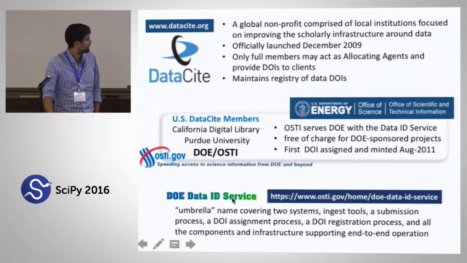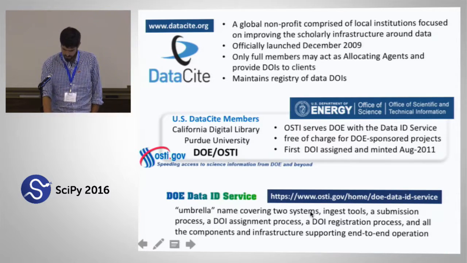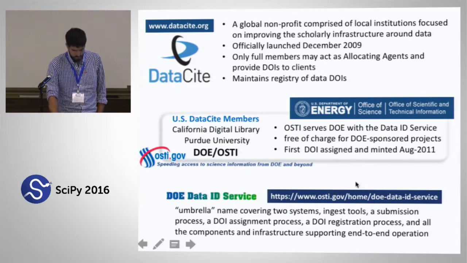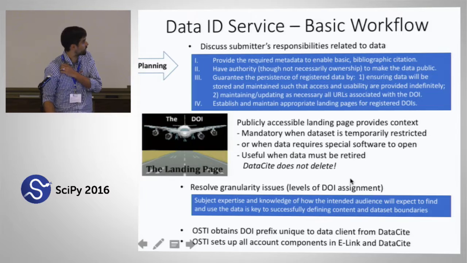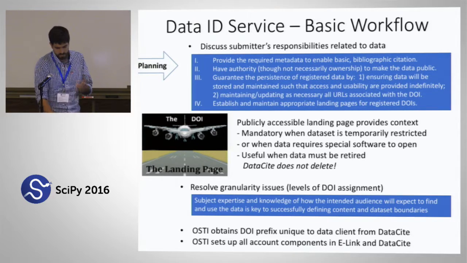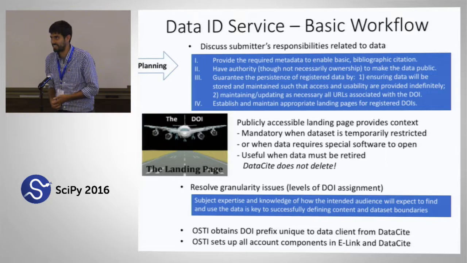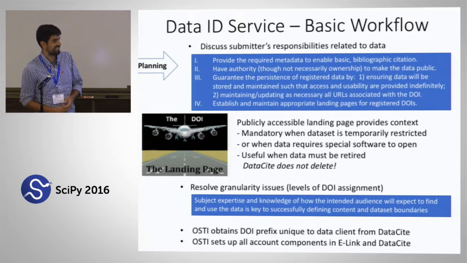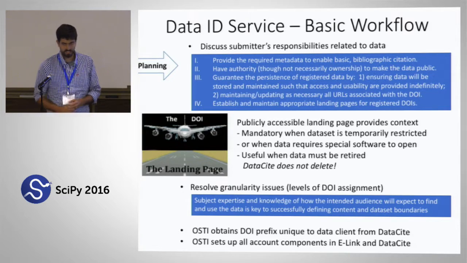What they provide, as I said, is the DOI ID service. There's a link where you can check out more, but basically it's a whole infrastructure for ingesting information, submitting the data to assign DOIs, register DOIs, and the whole infrastructure to make it easy for DOE users to request DOIs. A basic workflow of that ID service, and just to show that DOIs is actually something serious and not that easy to get. So it takes some effort to go through and make sure that the data that is assigned to a DOI is valid and therefore for the foreseeable future.